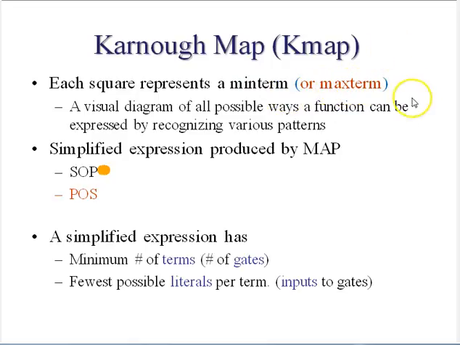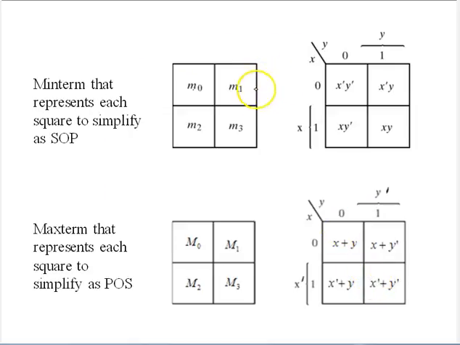So we're working with diagrams or patterns to be able to use this map function. When we're done with our Karnaugh map minimization, we'll have the minimum number of terms, that means the minimum number of gates, and the fewest possible literals per term, or inputs to the gates. So again, we have 4 squares or cells in our Karnaugh map to be able to represent 2 variables. Those cells we can consider the minterms within the cell or the max term within the cell.